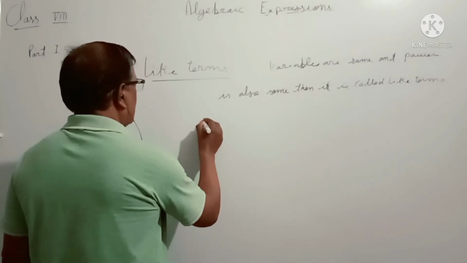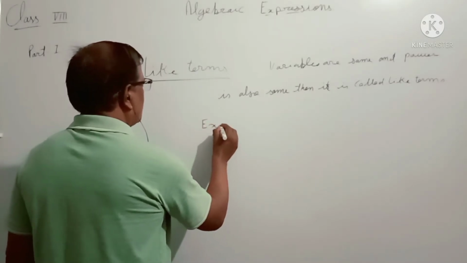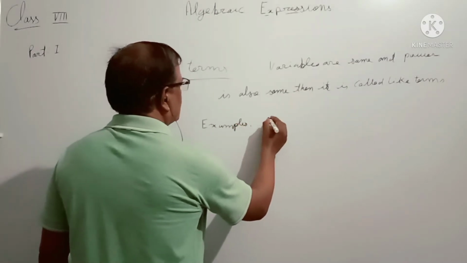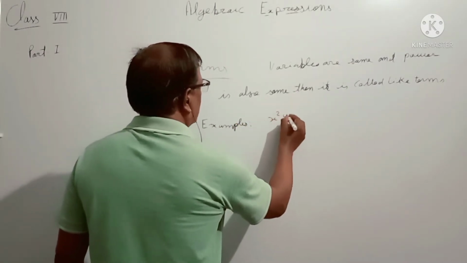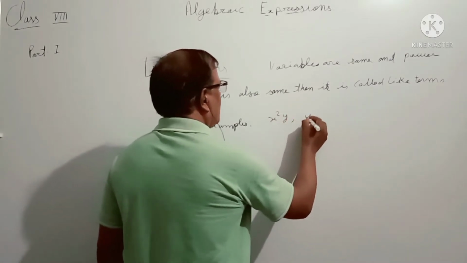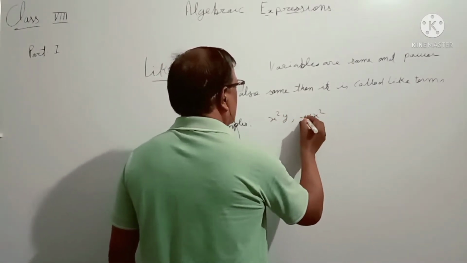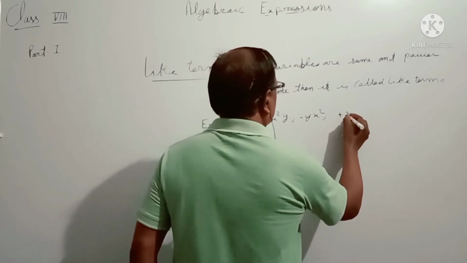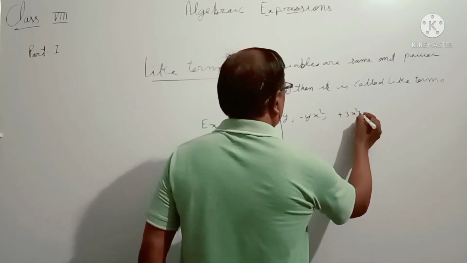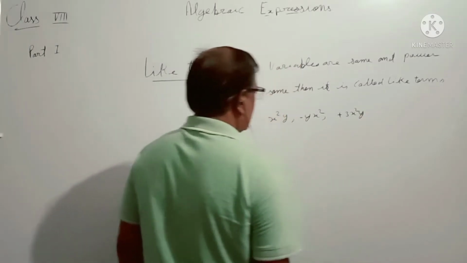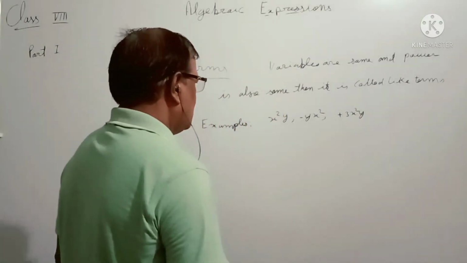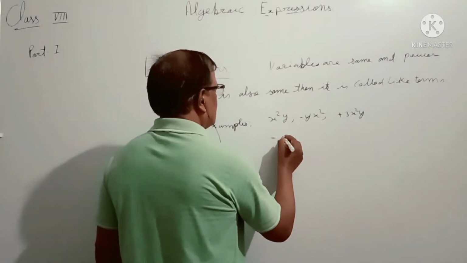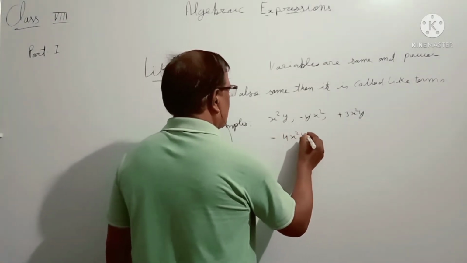As we can write like terms here, examples: x square y, 2 x square y plus 3 x square y. All terms are like terms. Here we can write minus 4 x square y.